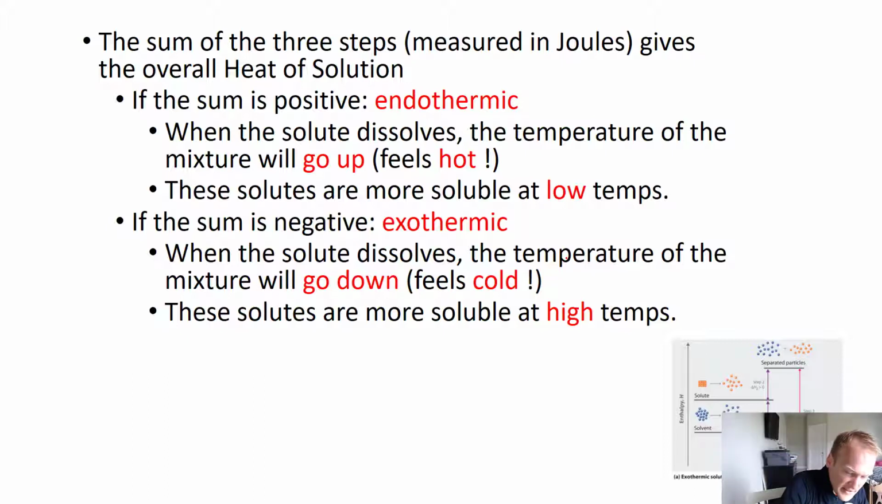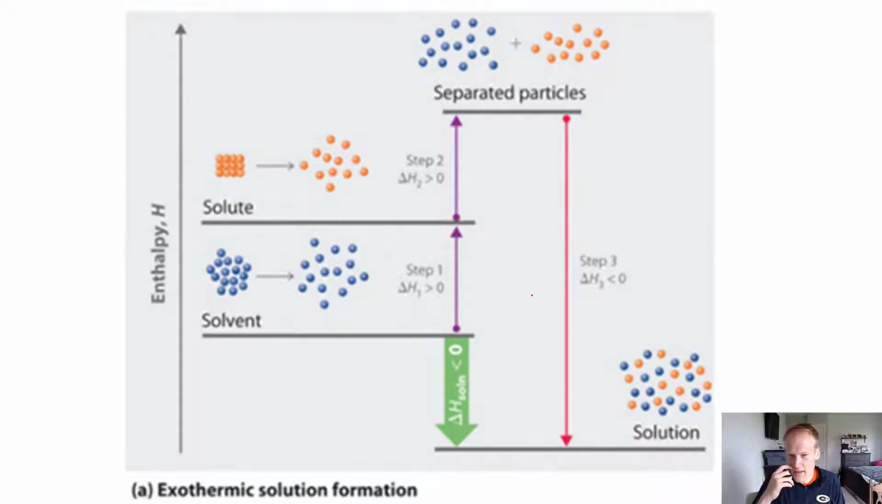If the sum of all 3 steps is endothermic, or positive, in other words, overall it gains heat, we would call that endothermic, and we would feel it as hot. If the sum of these is negative, we would say that's exothermic, which means overall it's losing heat, and you're going to feel that as cold because the temperature is going to drop. And this is another example of this where the overall heat goes down. So we add our solute, the heat goes up, and then the overall heat went down.